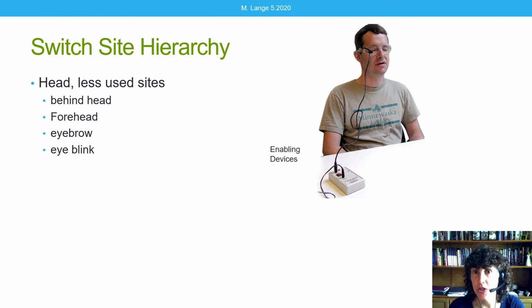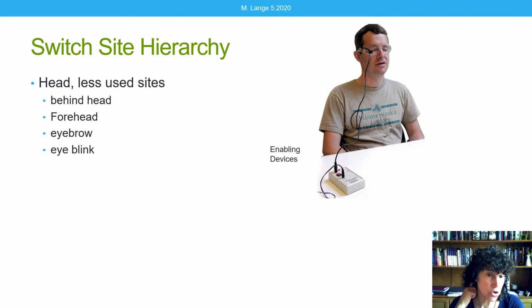Another location is the eyebrow. It's possible to place a sensor type switch above the eyebrow, and so a client would grimace or look surprised, raise their eyebrows, and that would activate this very sensitive sensor switch.